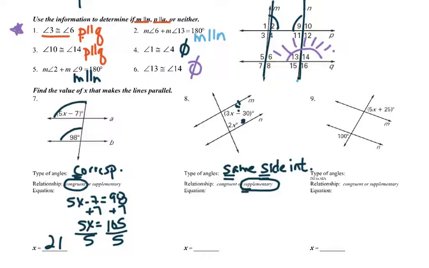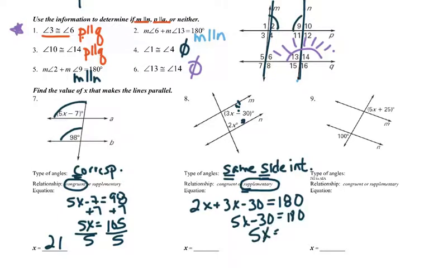Same side is supplementary. Now here's where a lot of kids will make a mistake. They'll write same side, they'll circle supplementary, and then they'll set them equal. Does supplementary mean equal, or does it mean add up to 180, right? Yeah, it means add up to 180. So you actually want to add those up. I'm going to add the 30 to both sides, divide both sides by 5. What's that, 42? Yeah, 42.